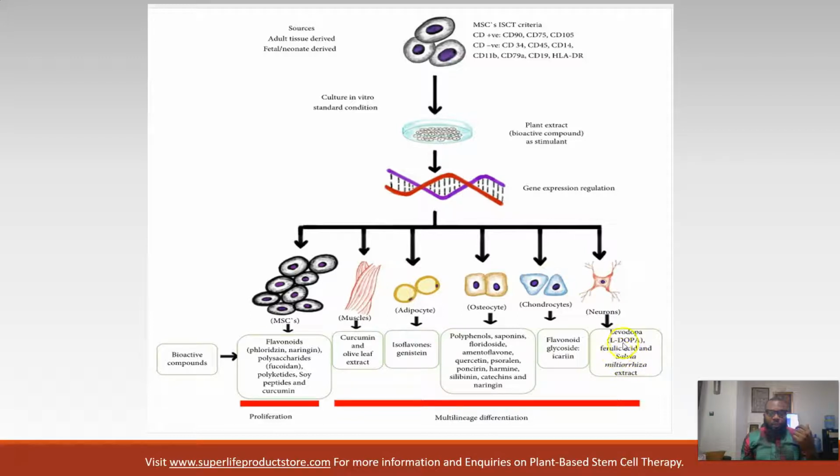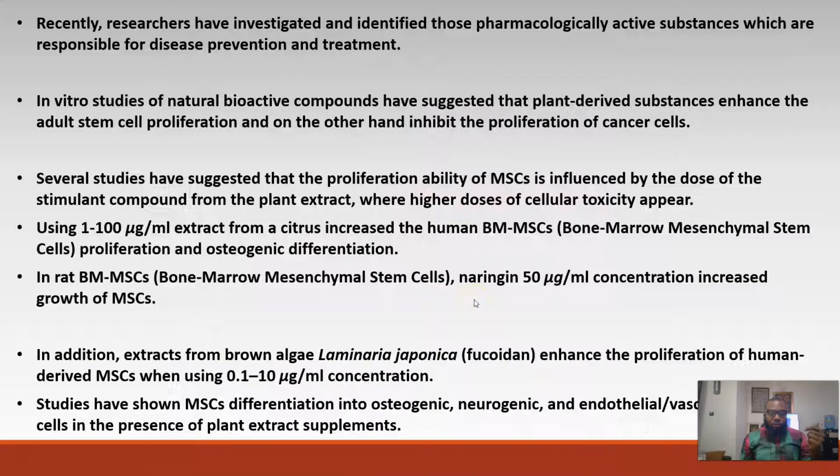And then when mixed with levodopa, ferulic acid and salvia, all of the extract, the scientists were able to isolate cells that produce the neurons of the body. Right, so this is just a brief diagram to show you that plant extracts basically have strong effects in the mesenchymal stem cell proliferation.